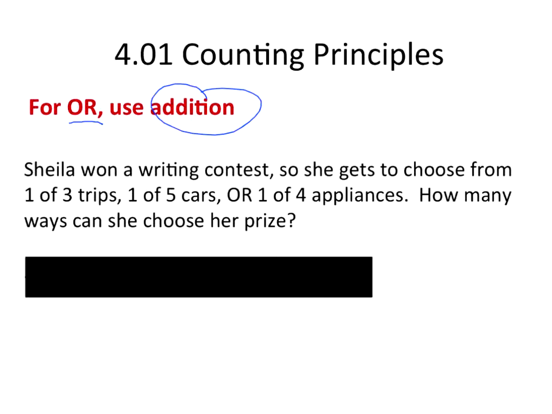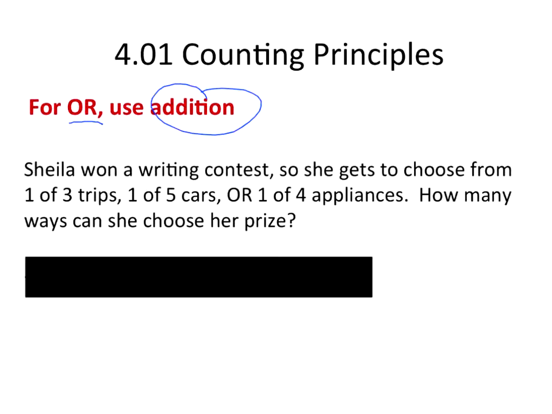So let's read this. This unit is all about how many ways can we talk about things? How many combinations of things can we make? So Sheila won a writing contest, so she gets to choose from 1 of 3 trips, 1 of 5 cars, or 1 of 4 appliances. How many ways can she choose her prize? You know, sometimes when you go on TV shows, they let you pick a prize. Sometimes they give you a prize, but sometimes they let you pick a prize. So in this instance, she won a contest. They're going to let her pick a prize.